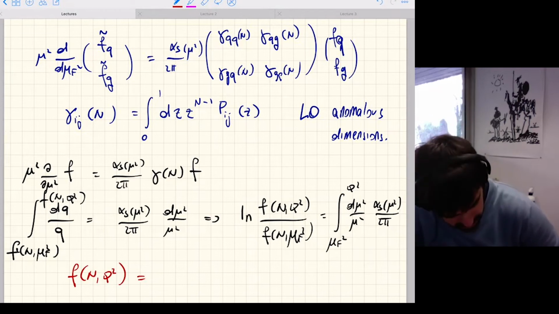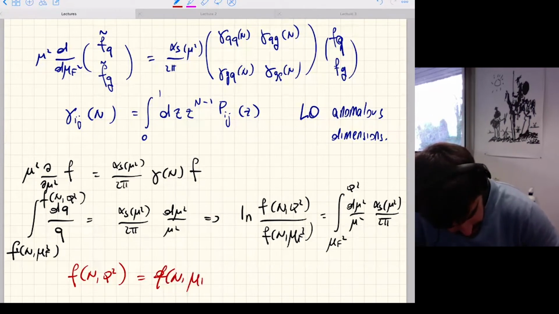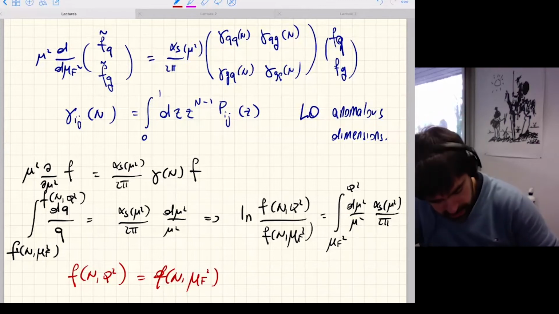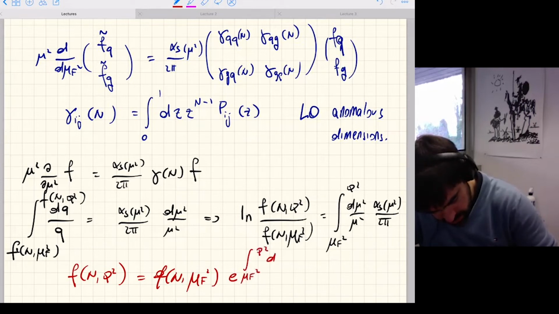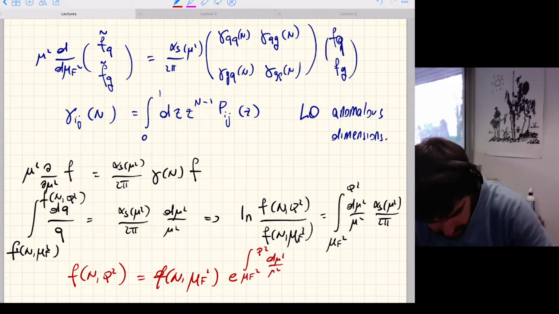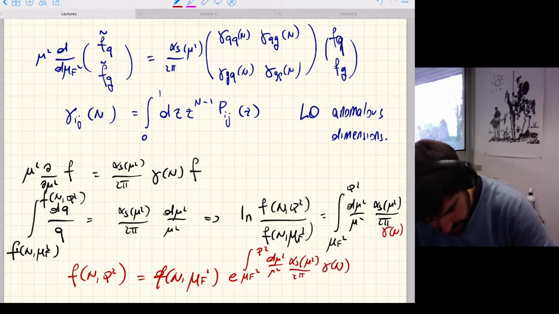Well, this is the f at the initial scale, f, times an evolution factor, and this evolution factor is the integral between mu f square and q square. So here there was a gamma n, which I forgot. Alpha s q square, 2 pi, gamma n.